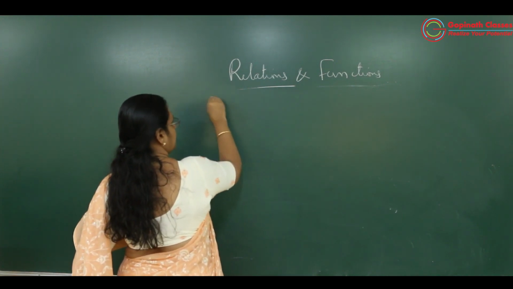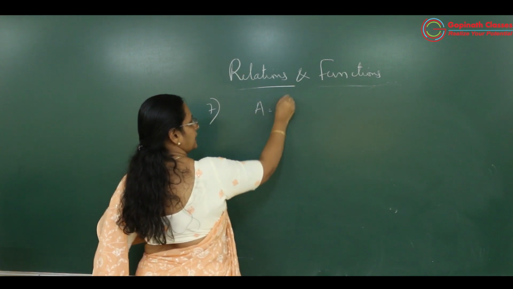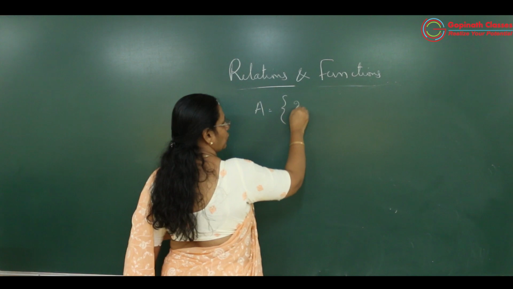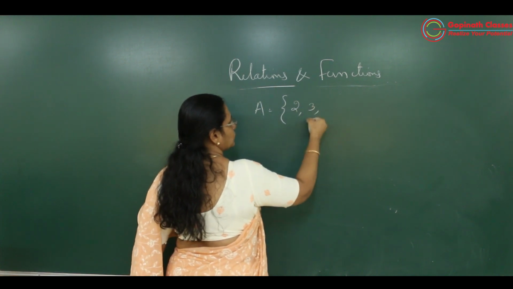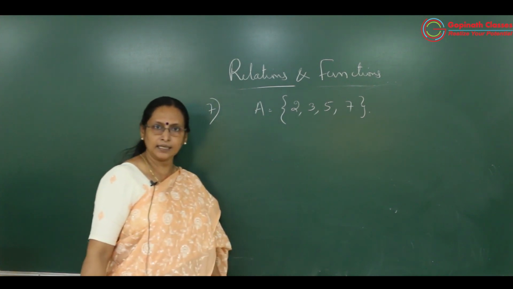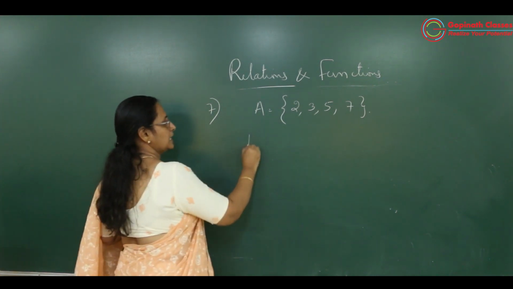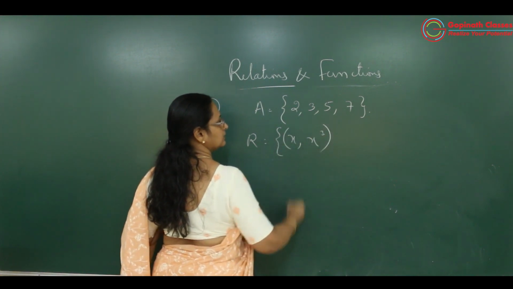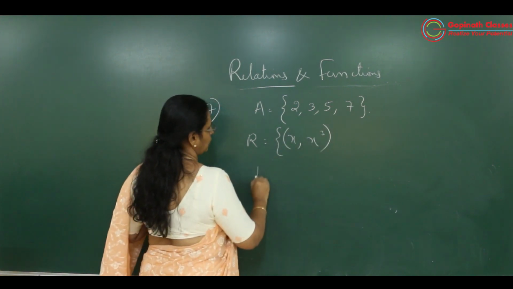Which is the prime number less than 10? Suppose I am making this as a set A, prime numbers less than 10. 1 is neither prime nor composite. So 2, 3, 5, 7. These are the prime numbers less than 10. Now, the relation you have to make like this. The relation is x comma x cube.